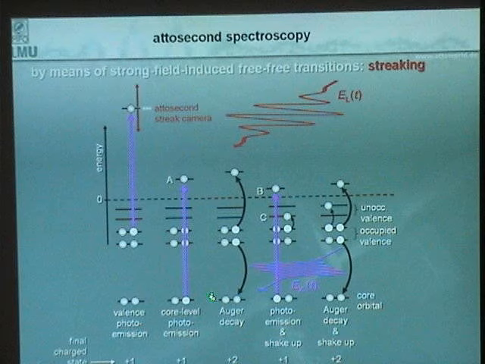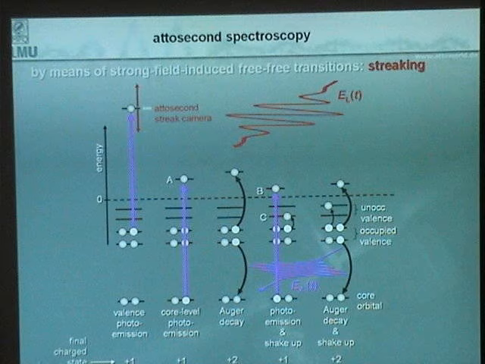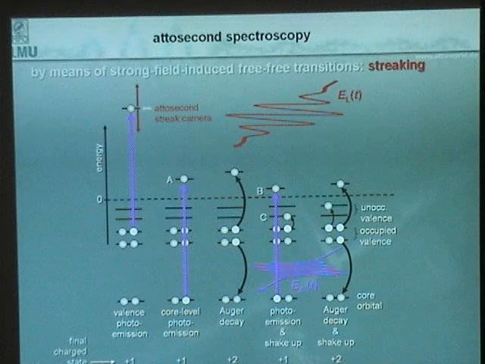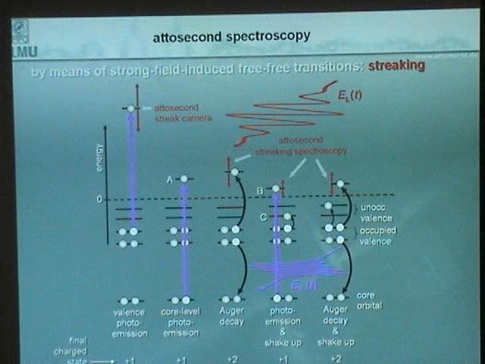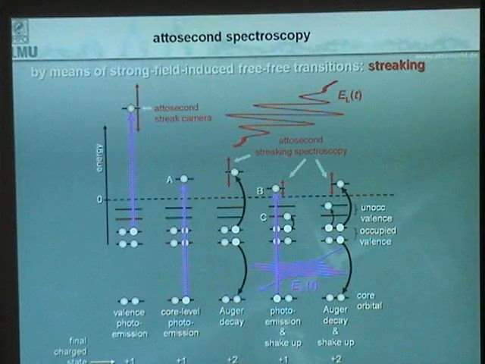processes like Auger emission, where what happens is an inner shell vacancy is filled by an electron, knocking off a second electron, the secondary electron or Auger electron. The emission time of this Auger electron is equal to the relaxation time, the filling time of this inner shell vacancy. So now we can just go ahead and apply the same streaking technique to these Auger electrons, and we are supposed to be able to learn the duration of emission of this Auger electron, and from that the lifetime of the inner shell vacancy.